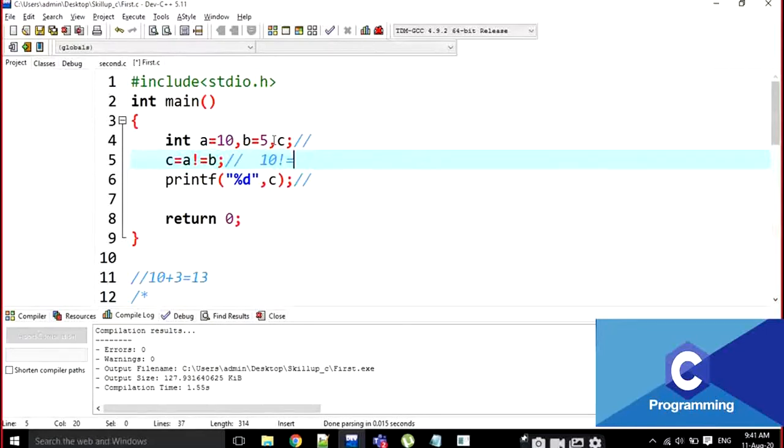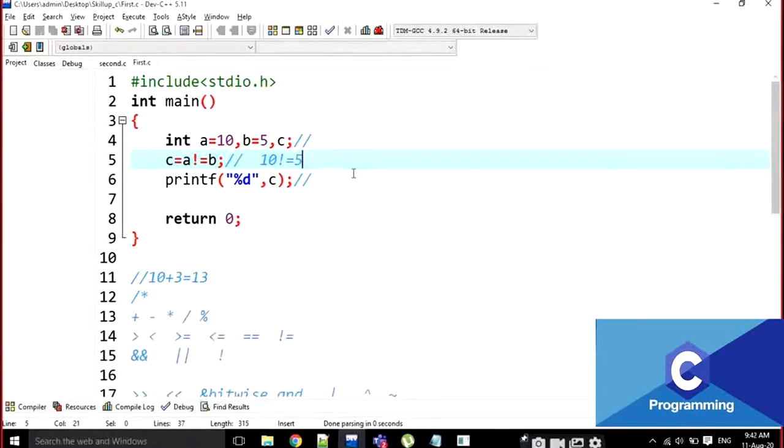In this way, the relational operators are working. Either the value is true or false, 1 or 0. True means 1, false means 0 every time. Just note every point that 1 represents true, 0 represents false. Relational operators and logical operators, every time it returns 1 or 0. Okay, in this way the relational operators are working.